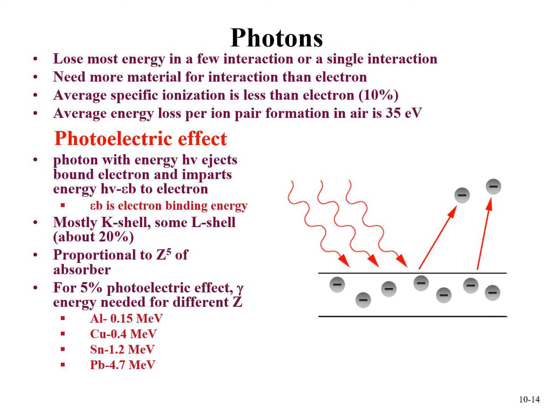There's obviously a proportionality with the absorber. The proportionality is actually Z to the 5th for this absorber. And for 5% photoelectric effect, the gamma energy needed for different materials varies. As we see for aluminum, it's a relatively low amount, and for lead, it's a higher amount. So this photoelectric effect is competing with other effects for the interaction of the photons with the matter. But we certainly see that from this effect, the gamma energy needed for different Z's shows a relationship and a difference between the materials and their behavior. So aluminum, you don't need much photon energy. Lead, you need a lot. This is also one of the reasons, or an observation, that thicker, denser material is better shielding for photons.